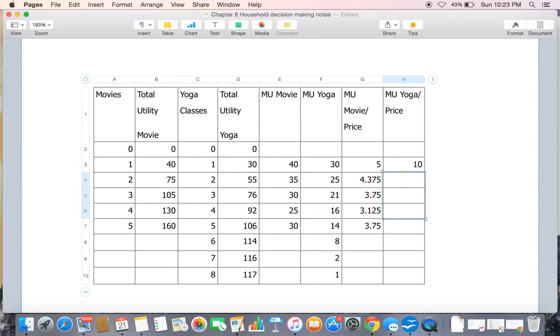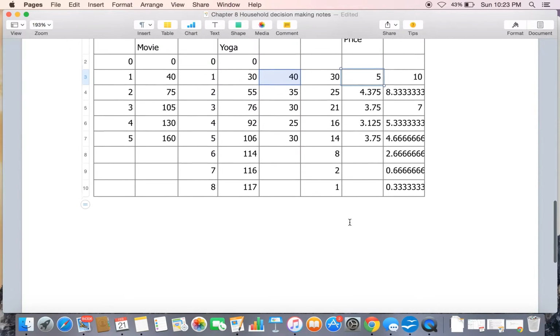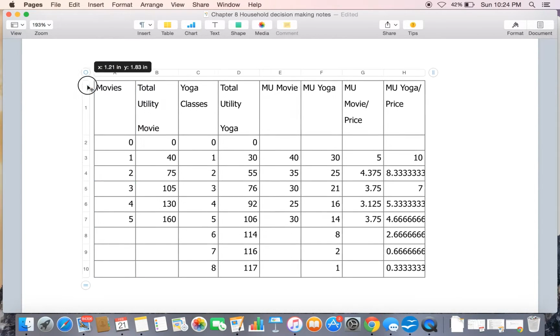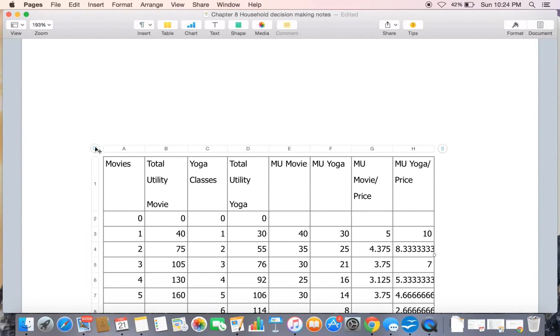It looks like initially I'm actually getting a lot more satisfaction going to the yoga classes than I am going to the movies. I'm getting 10 utils of satisfaction per dollar for attending a yoga class, and only 5 utils of satisfaction per dollar for the movies. So let's take a look at this. How would we solve for the optimal mix for this consumer of both movies and yoga classes in a given week?